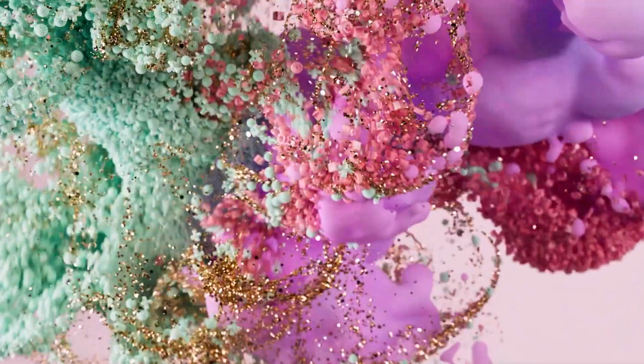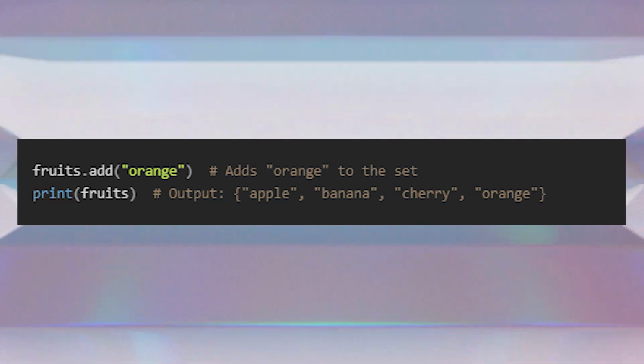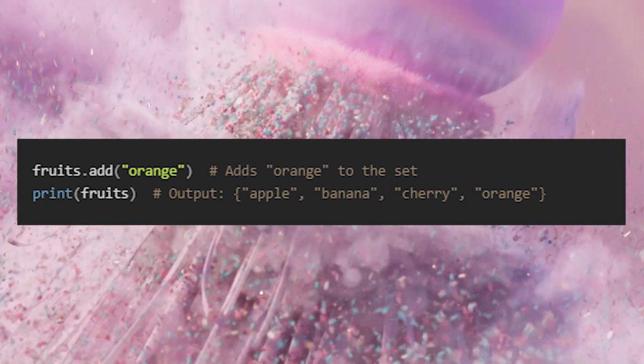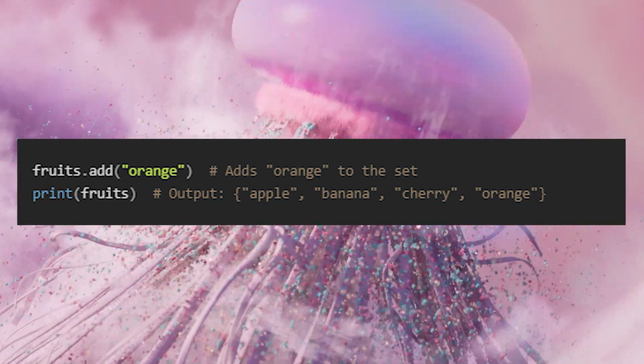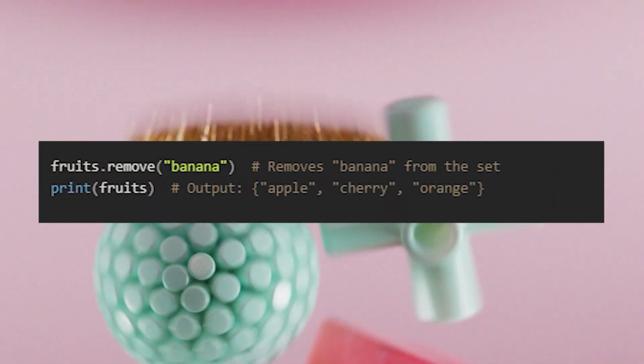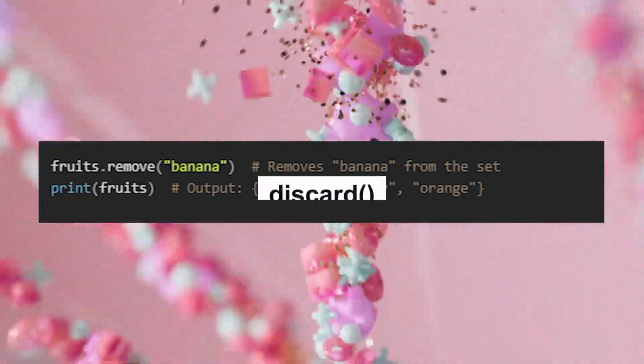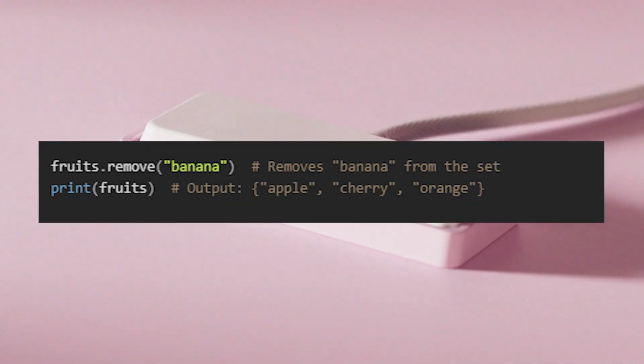To add an item to a set, you use the add method. You can only add one item at a time, and remember, if it's already in the set, Python will just ignore it. If you want to remove an item, you can use the remove method. If the item isn't in the set, Python will throw an error. Alternatively, you can use discard, which works even if the item isn't there.